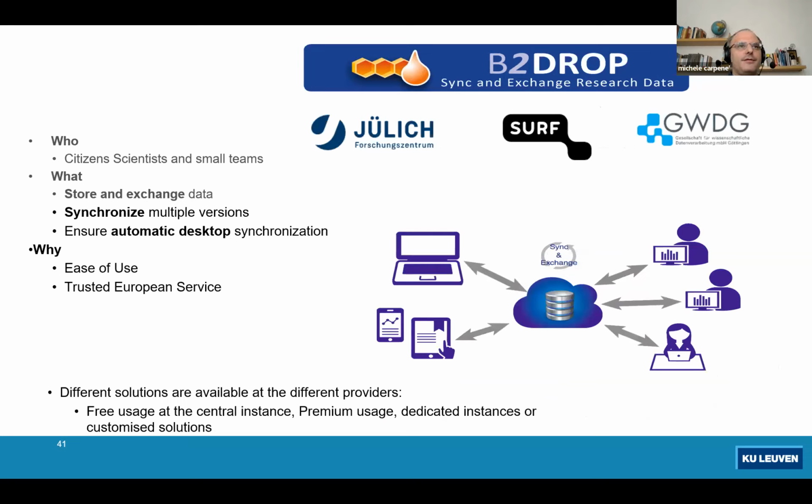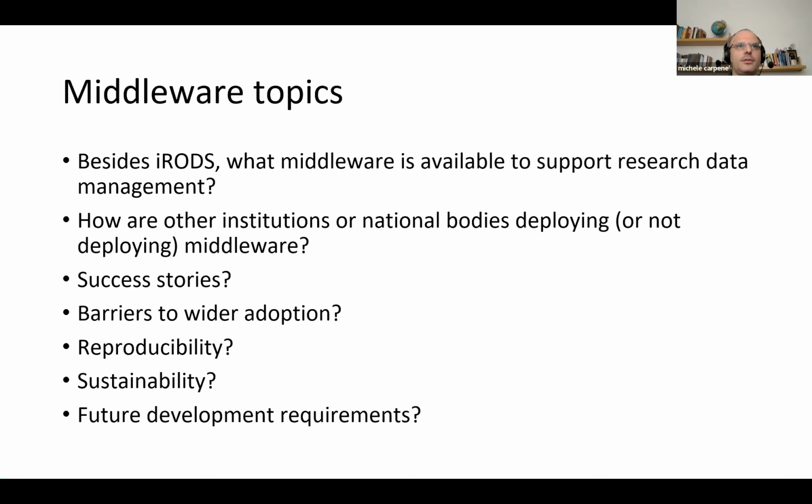B2Drop is a repository for documents or files. It allows storing and exchanging data, synchronizing multiple versions, and ensures automatic desktop synchronization. It is a tool that can be easily accessed, also like the other iRODS tools, through B2Access, which is the main identity provider in iRODS. I think we are more or less done. I think that was the last one. There were the questions.